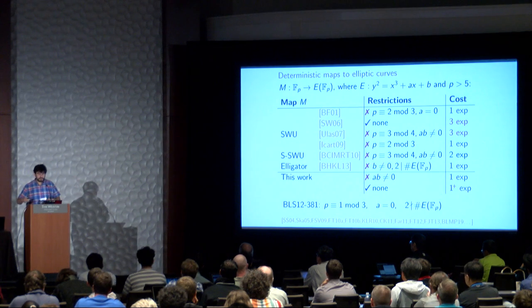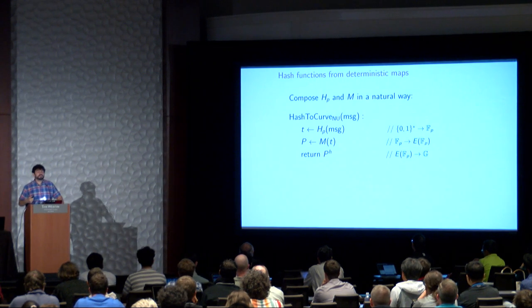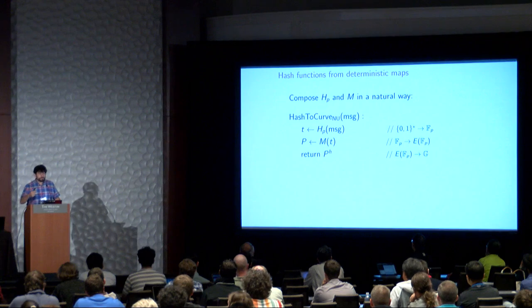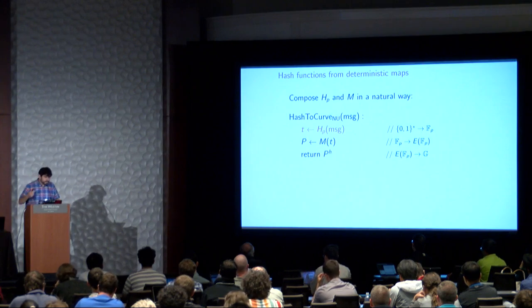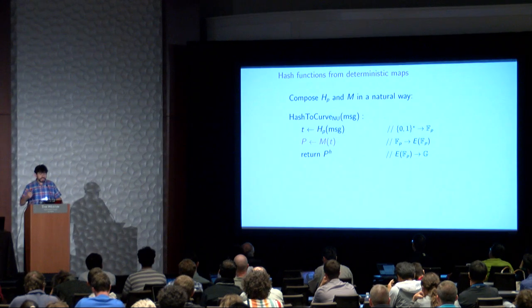Let's make it into a hash function. So you probably guessed already that we can compose HP with a deterministic map M in a natural way. First, we hash to the base field using HP, then we map from there to a point on the curve using M, and finally we can clear the cofactor and return a result.